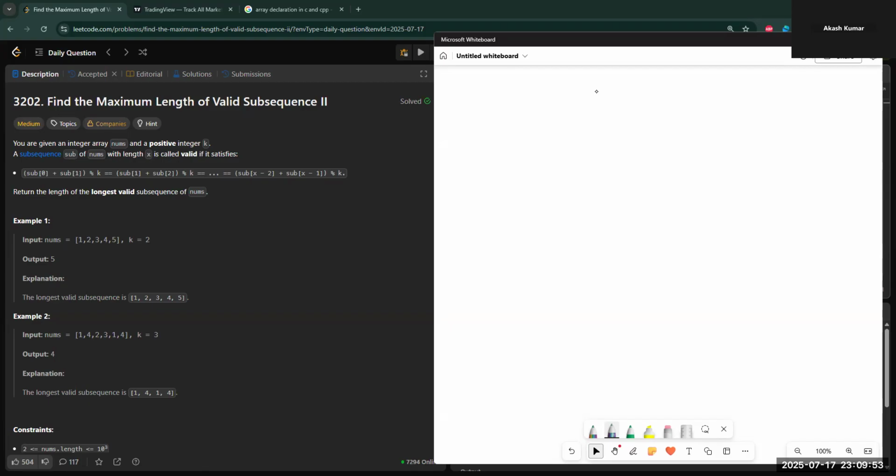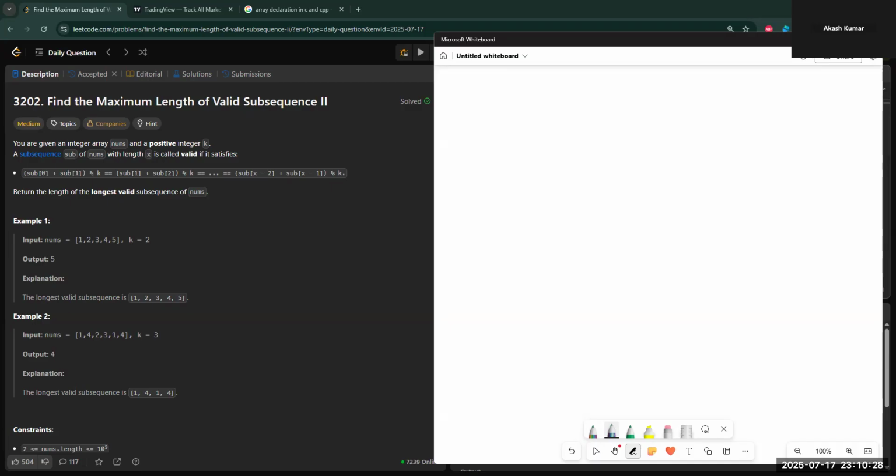So today's challenge is Find the Maximum Length of a Valid Subsequence II. It is a variation of the last day's question. In the last question, K was given only as 2. Here it is a general K. The problem is similar to yesterday's, just the value of K has increased.